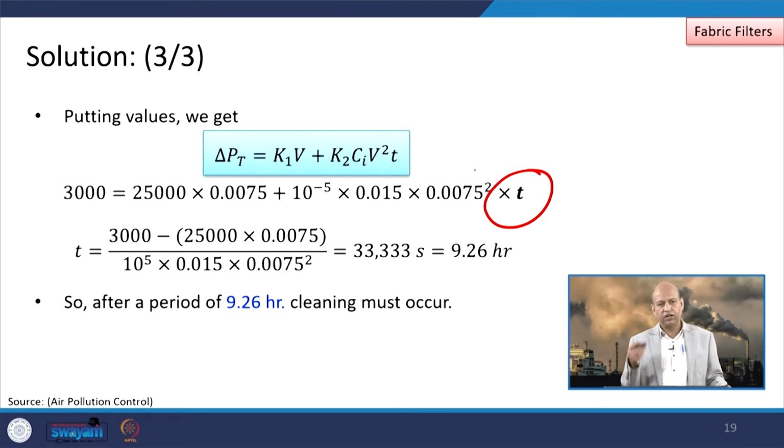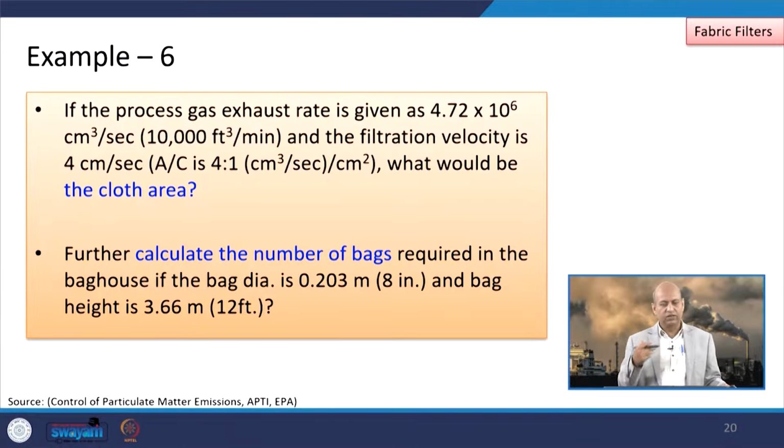This T means the time gap before this particular filter needs cleaning, because otherwise it will choke and the pressure drop will increase. So, for the given pressure drop, this relationship can give us the time, the frequency at which it needs to be cleaned. This is around 9.26 hour. So, every 9.26 hour we need to clean this fabric filter, otherwise its efficiency will decrease, because the pores will be clogged by the particulate matter and the pressure drop will be very high. That way more energy will also be needed to push the air, which is polluted with the particles.